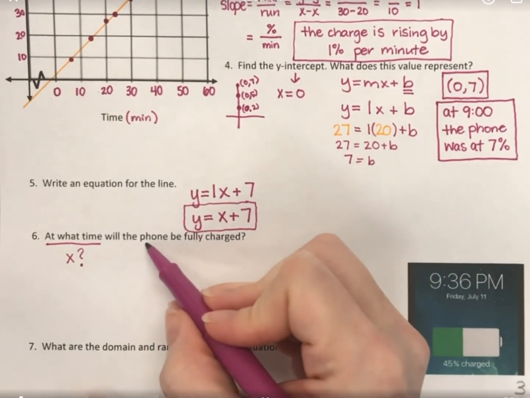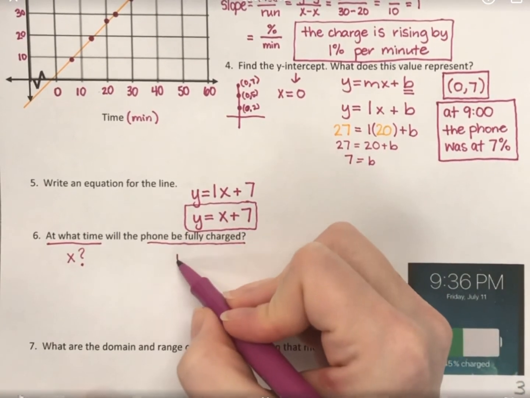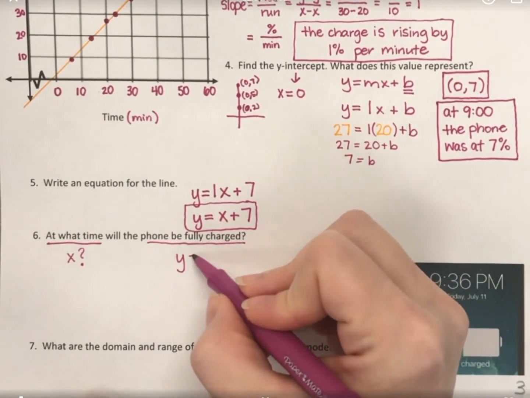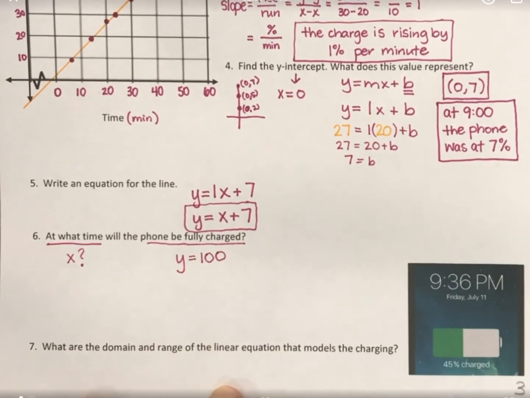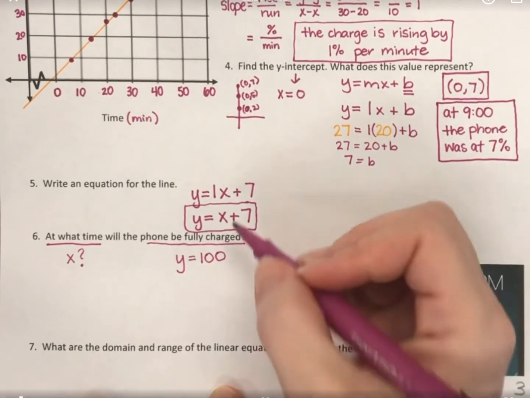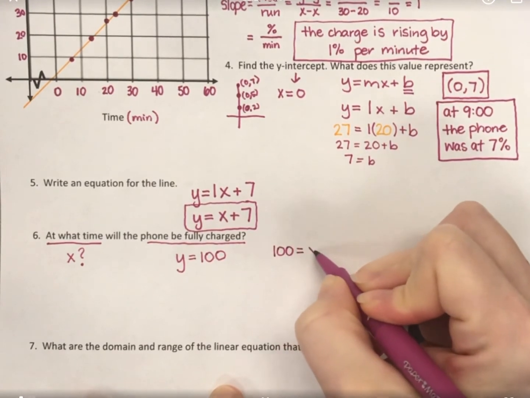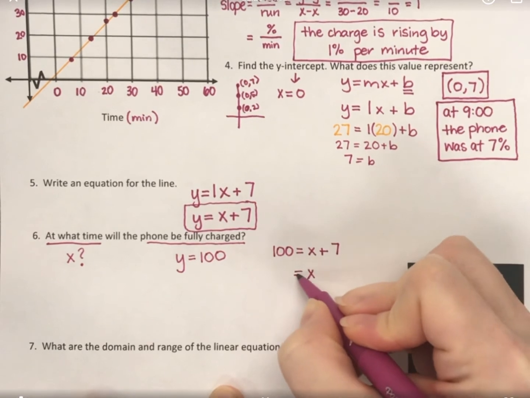And when the phone is fully charged, that should give me a clue about my y value, right? Y is the level of charge. What does it mean to be fully charged? It means 100%. So they're actually giving me a y value and just asking me to find the x value. No problem. So I'm going to take that equation, I'll plug in 100 for the charge. We're going to solve for x.